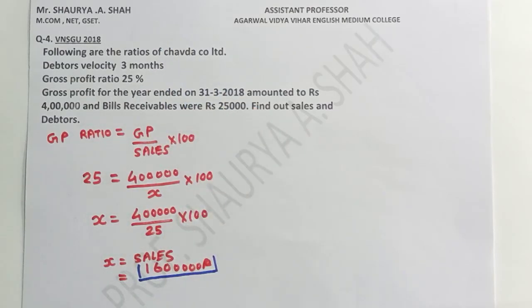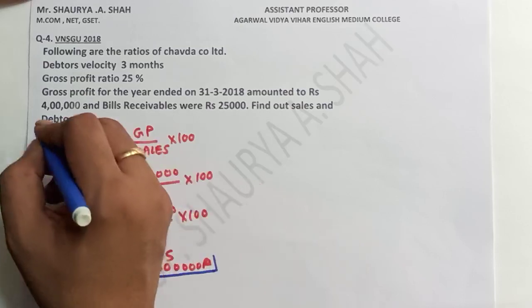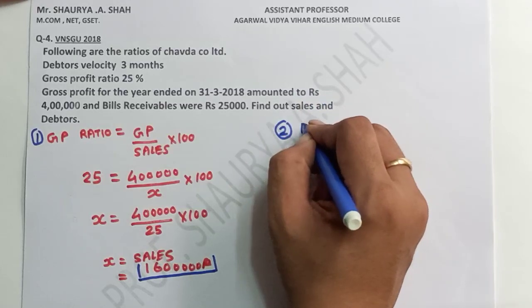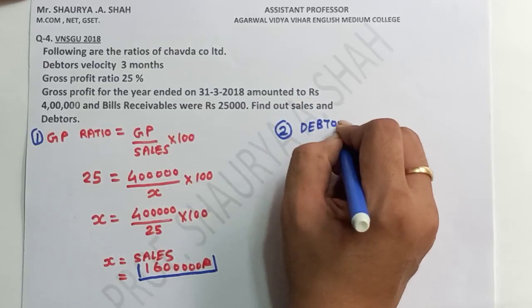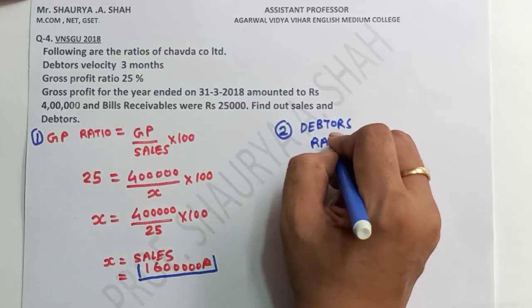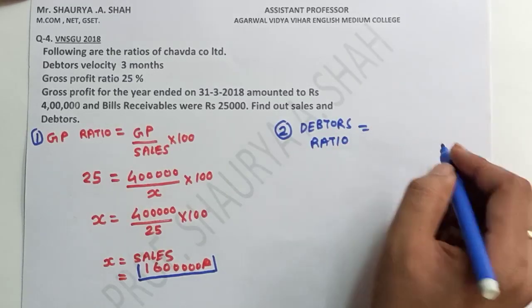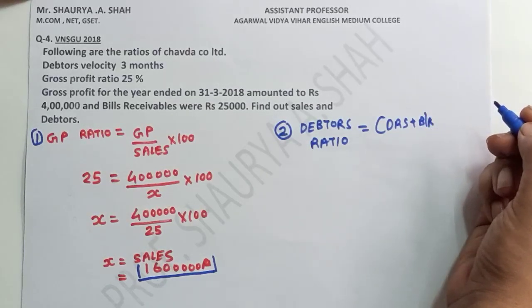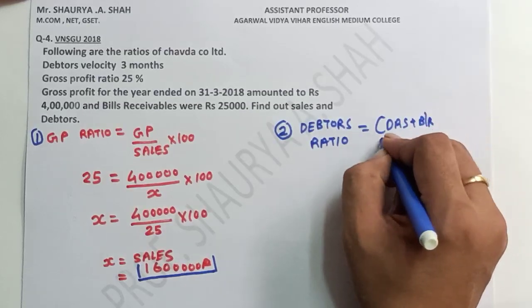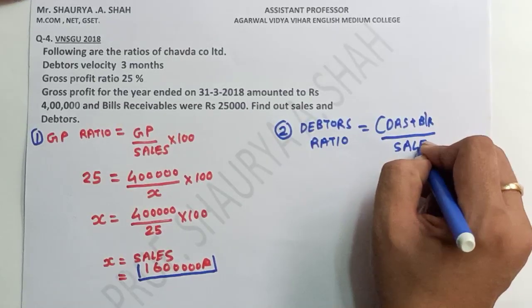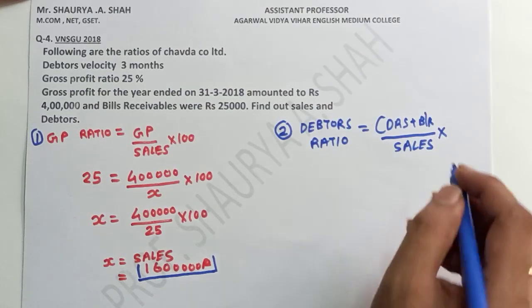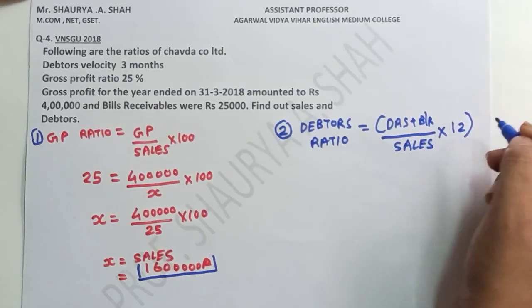Debtors' velocity is given. So what is debtors' velocity? Debtors' velocity is nothing but your debtors' ratio. So first I have found out GP ratio. Second, I will put up in the debtors' ratio. Debtors ratio is equals to debtors plus bills receivable upon sales into number of days. Generally we take days in a year, but if it is months then you have to take 12 months, that is in a year, right?